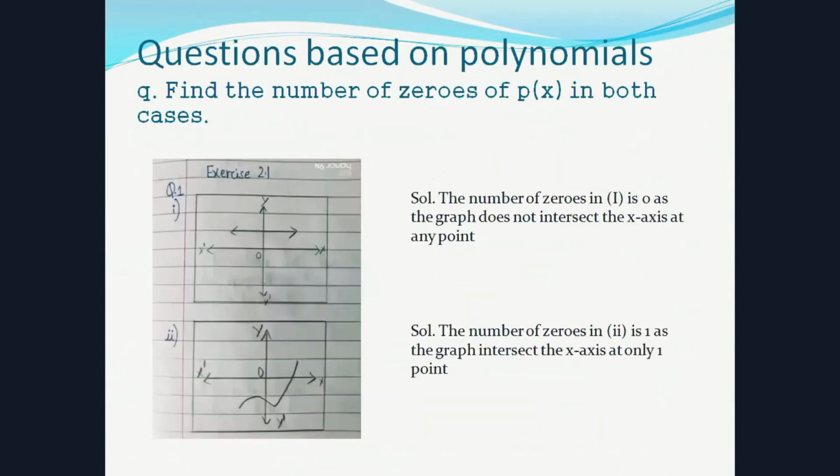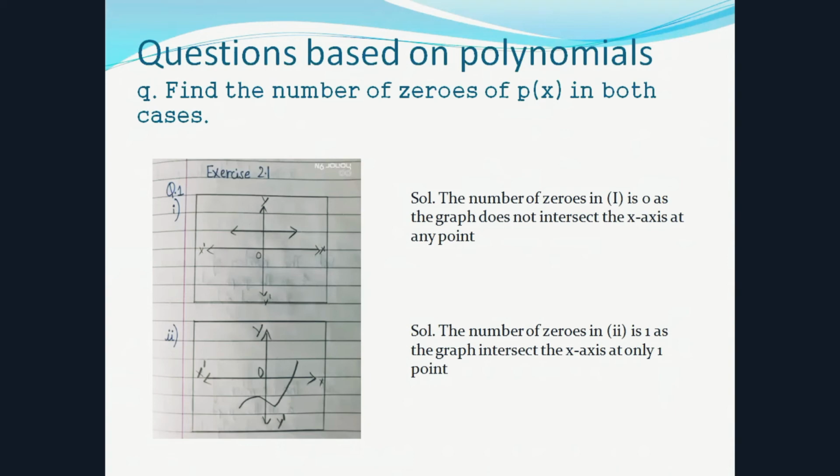Now we will do some questions based on polynomials. So here we have to find the number of zeros of p(x) in both the cases. I have taken the first question and the two parts of it from exercise 2.1 of NCERT. Here we can clearly see that the number of zeros in the first part would be 0, as the graph does not intersect the x-axis at any point.